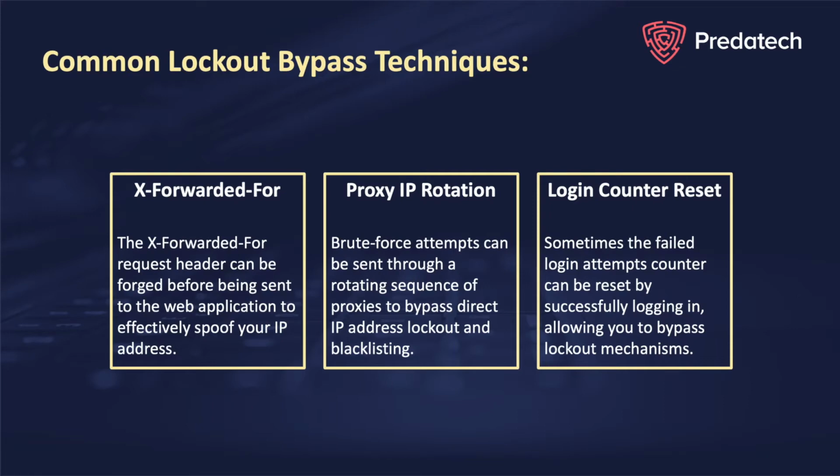And proxy IP rotation is therefore useful where you have a number of proxies with different IP addresses and you just send each request through a different proxy. It basically allows you to mask your IP address because the web application works by blocking the direct IP address rather than the X-Forwarded-For header's IP address.